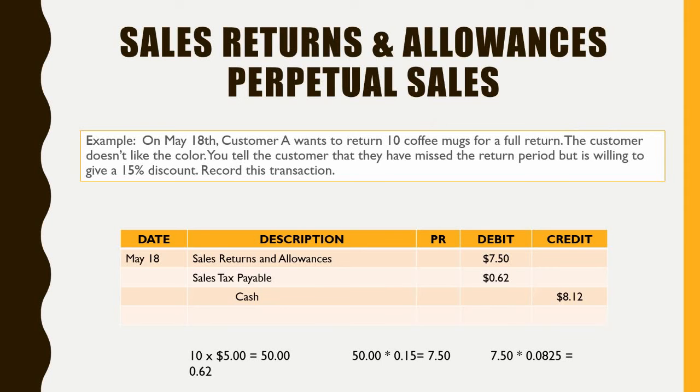So in this case, what was 10 times $5, which was $50, but we're only giving them 15% back. So therefore, that's only $7.50. So $7.50 is what we're going to give back. We have to include the sales tax, so $7.50 times 8.25% should give you that 62 cents. So therefore, you should be refunding to the customer $8.12, okay?